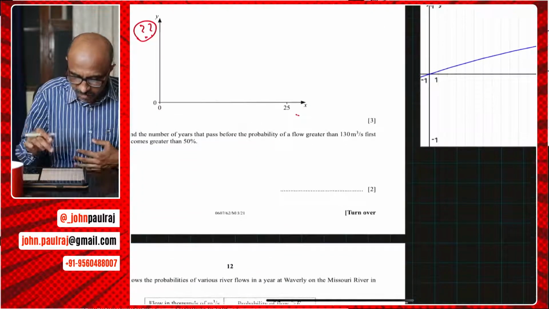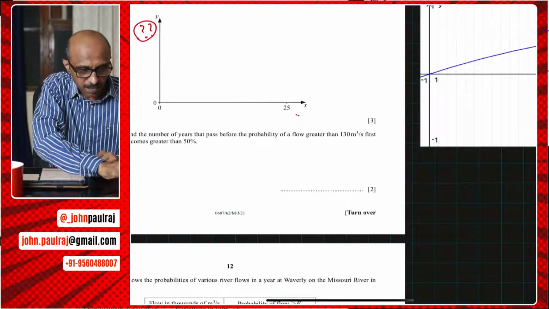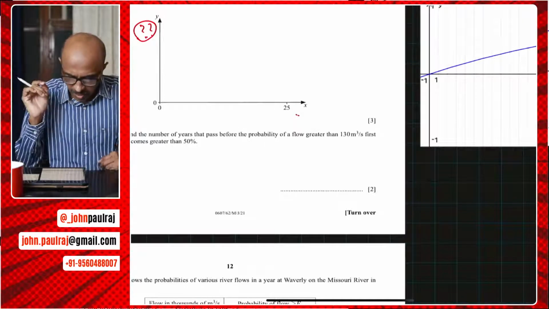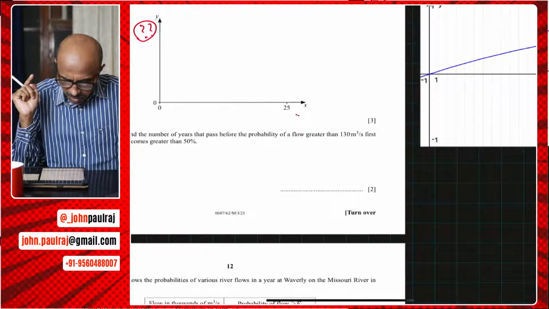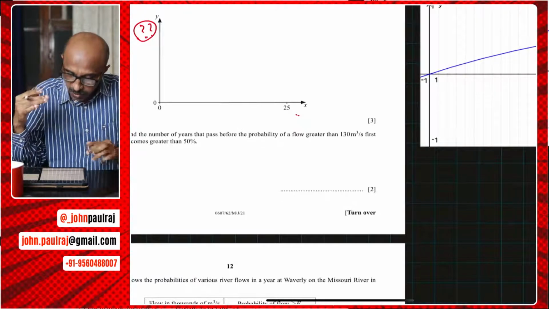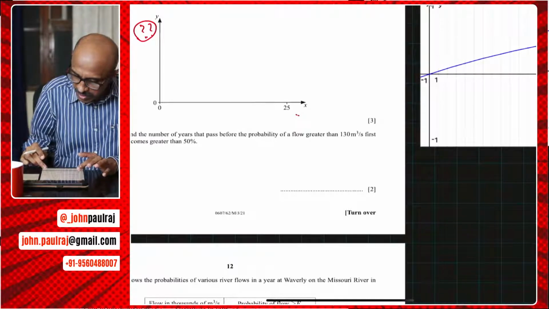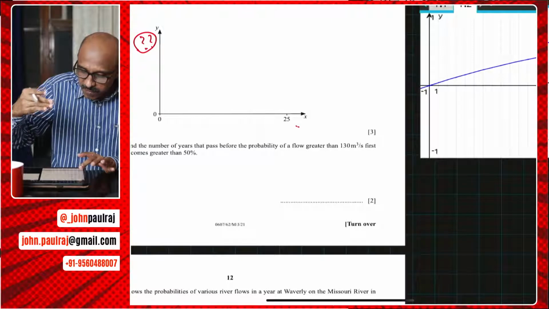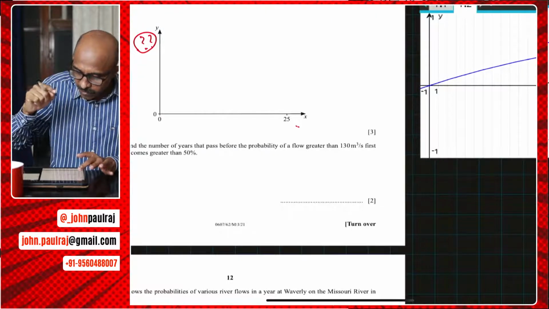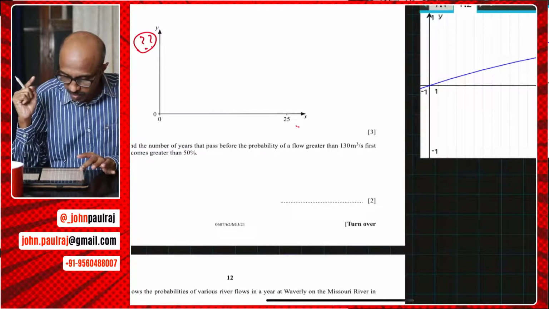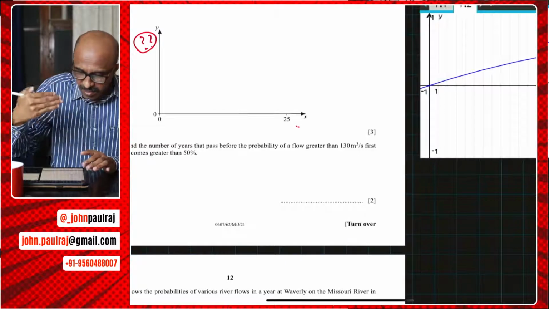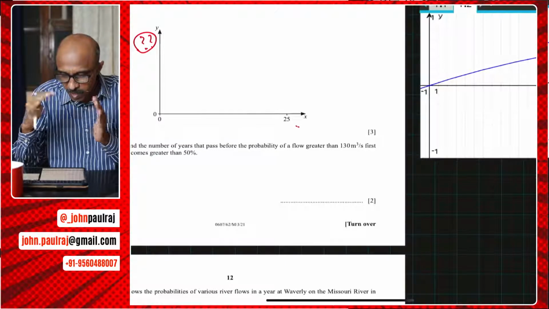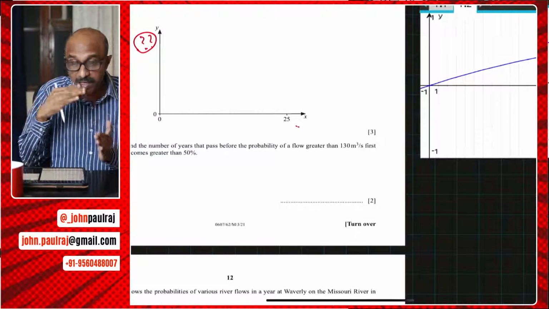Then part 2 of the question says, let me go back to the graph here, the calculator. It says, find the number of years that pass before the probability of a flow greater than 130 meter cube per second first becomes greater than 50%. So you're looking at when it will become greater than 50%.